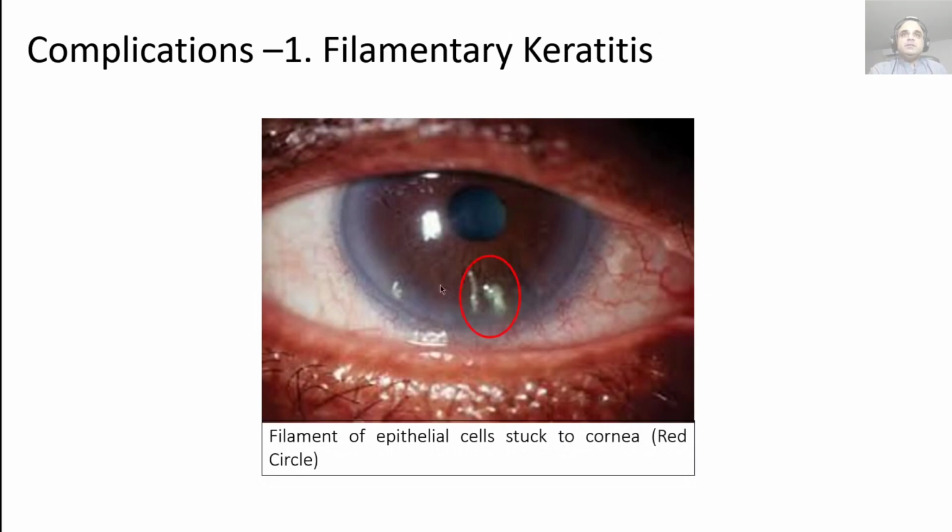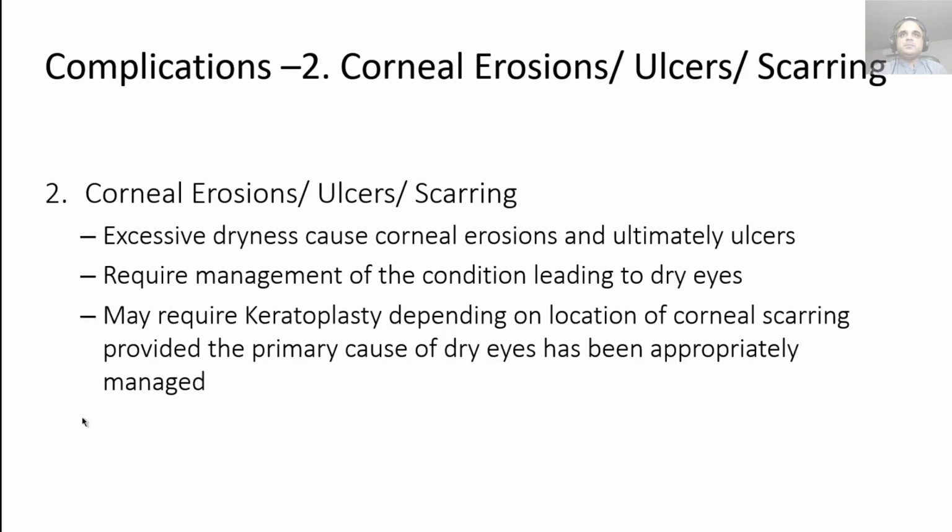So this is what a filamentary keratitis looks like. This is the cause for ulcers. Simply an excessive dry eye causes corneal erosions because of poor corneal health, which causes ulcers, which can be infected very easily. And if the cornea becomes really, really bad, you need to do a keratoplasty, just like we have talked about keratoplasty, for corneal scarring. And obviously, you need to take care of the cause of dry eye first before you do a keratoplasty, or your transplanted cornea would also suffer the same fate as the patient's original cornea.